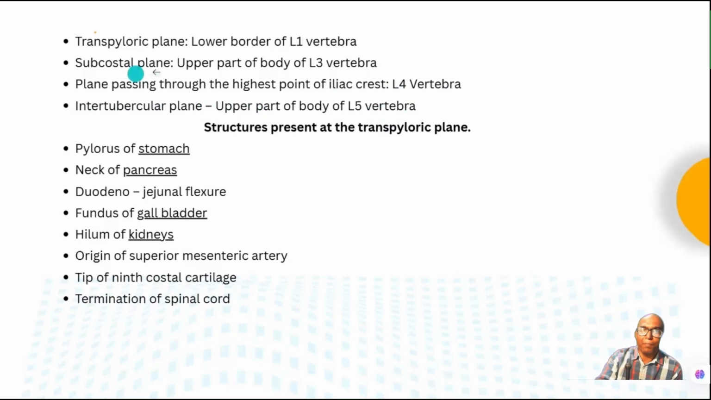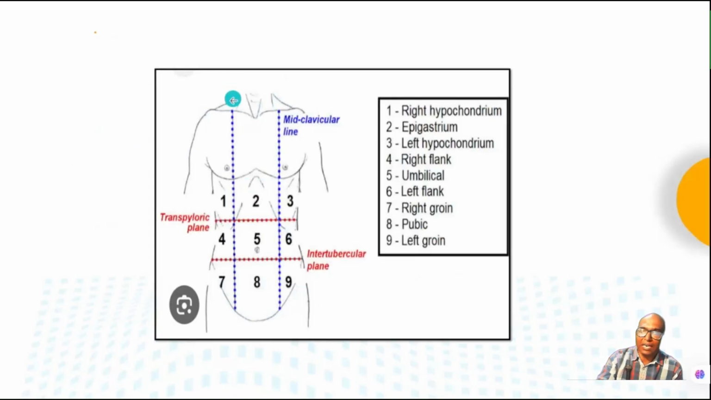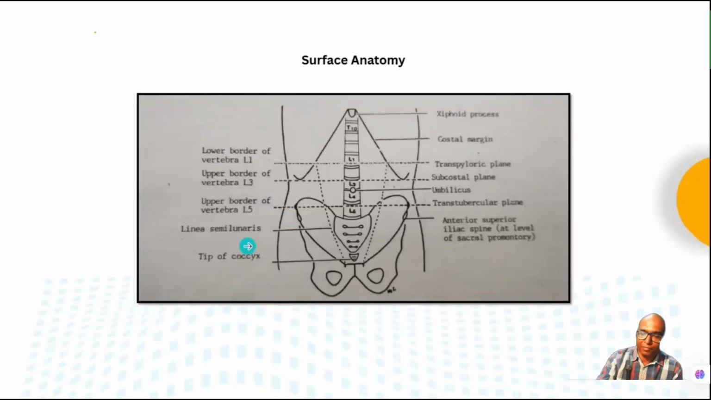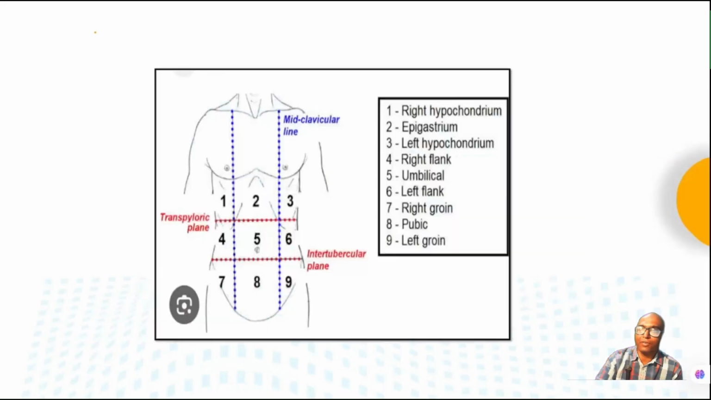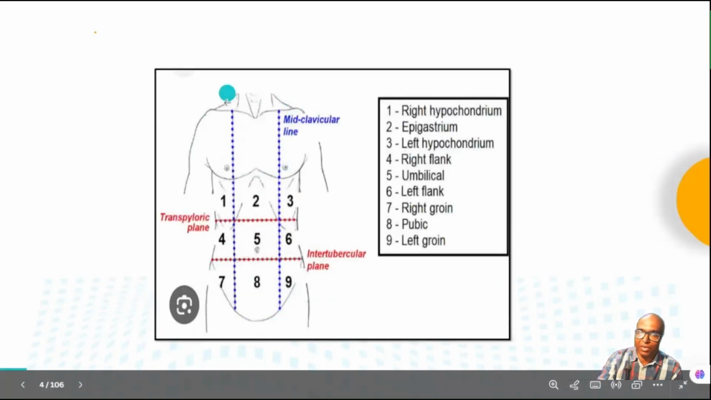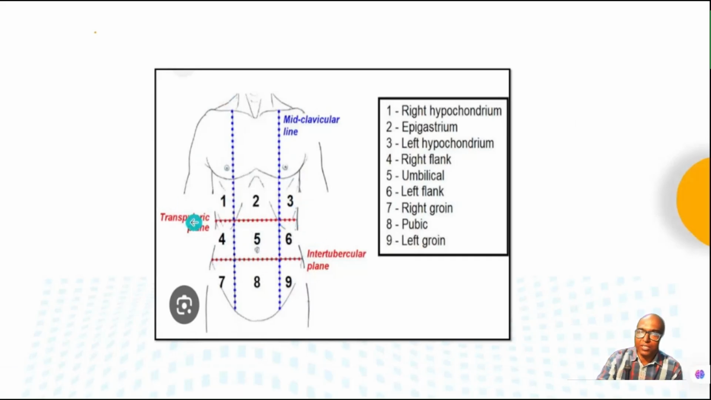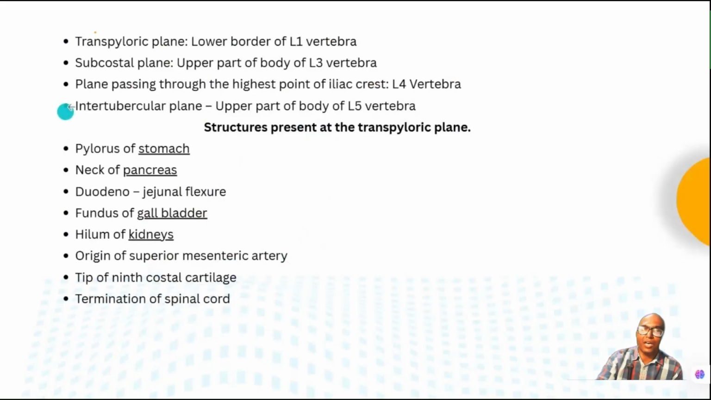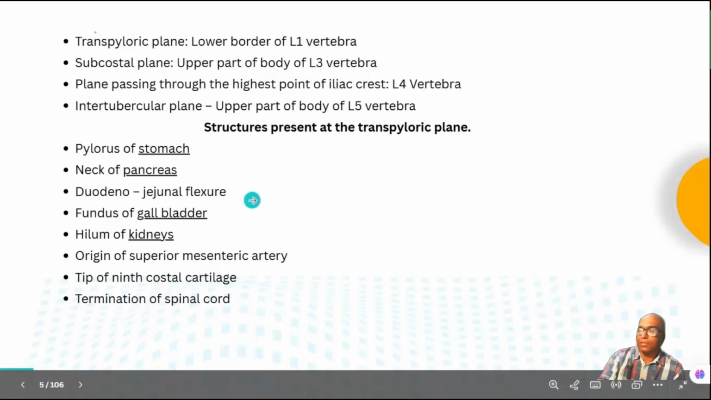So this subcostal plane and the intertubercular plane, these two transverse lines, and two vertical lines passing from the mid clavicular line. So these two mid clavicular lines and these two planes, here we are going to consider the subcostal plane and the intertubercular plane, which are used in dividing the abdomen into 9 quadrants.